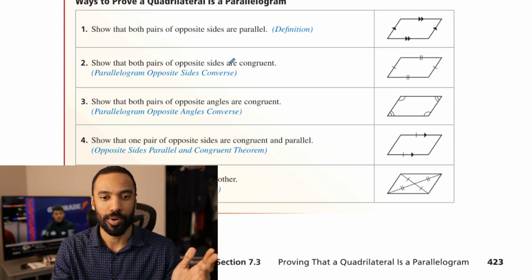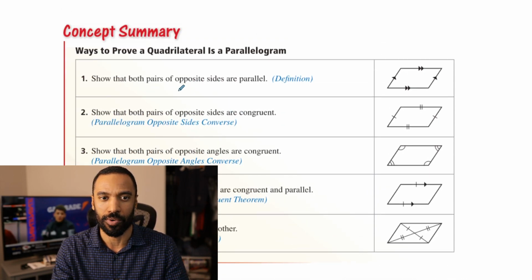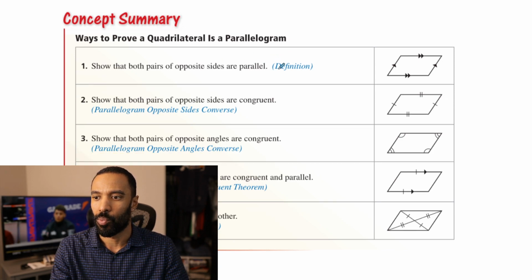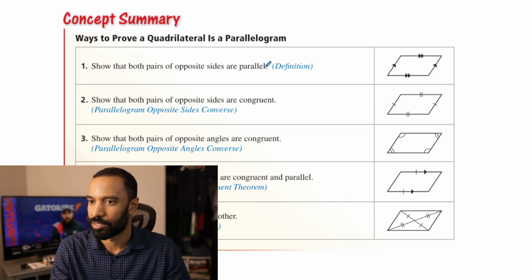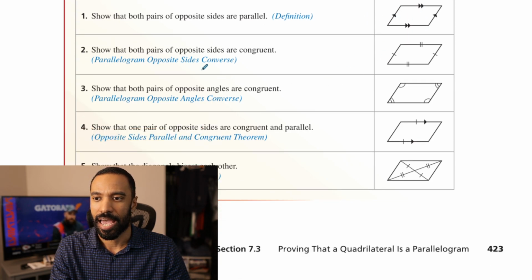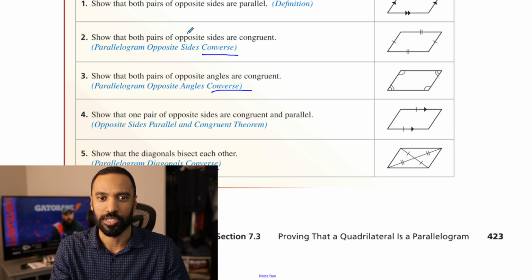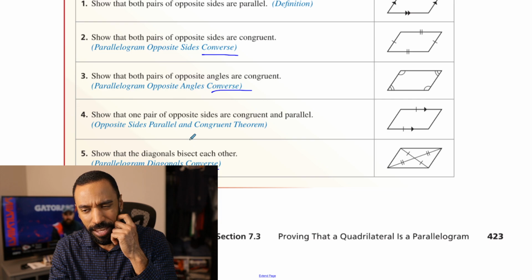All right, so here are those ones once more. This is just the old recap. Ways to prove it's a parallelogram. We got converses. Show both sides are parallel. That's the definition. And then some converses. We got converse 1, 2, 3 of the opposite sides, opposite angles, and diagonals bisect each other. There has to be the consecutive angles one.